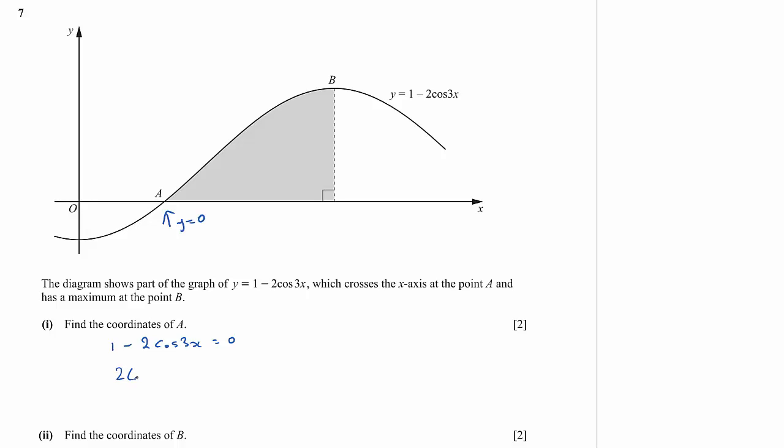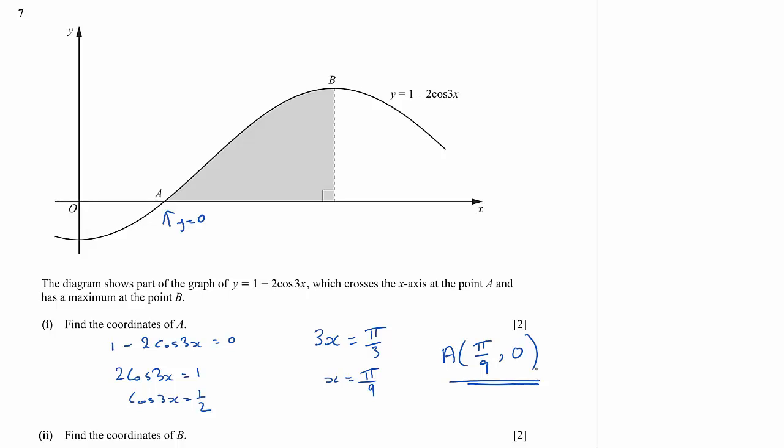And so 2 cos 3x is equal to 1. Cos 3x is equal to a half. Now that's a standard angle that we should know. So 3x is equal to, so the cosine of 60 degrees, or pi by 3 radians, is a half. So 3x is pi by 3, giving me that x is pi by 9. Now, just looking at the fact that this is an area, I know we're going to be working in radians in this question. So A is going to be pi by 9, 0.